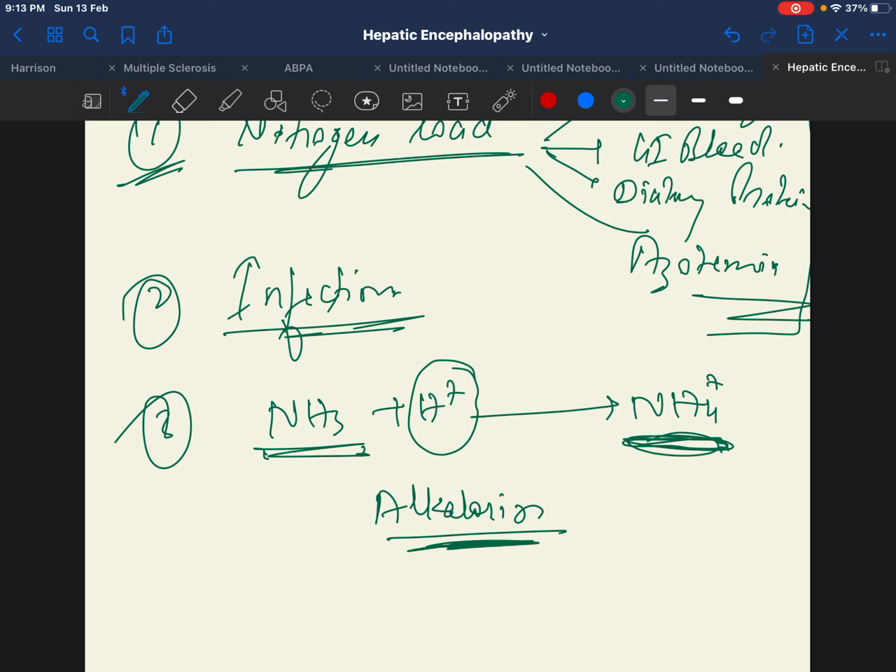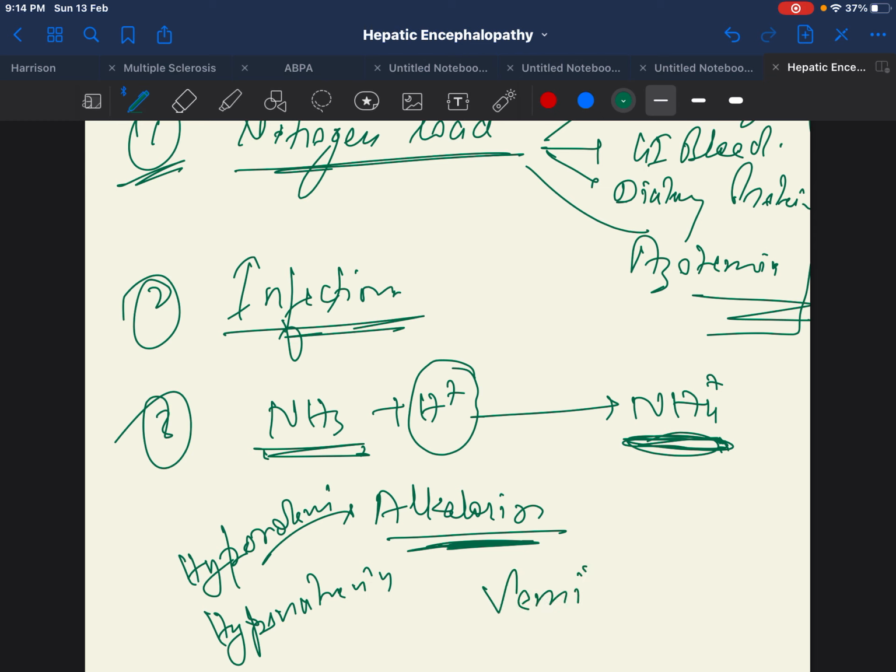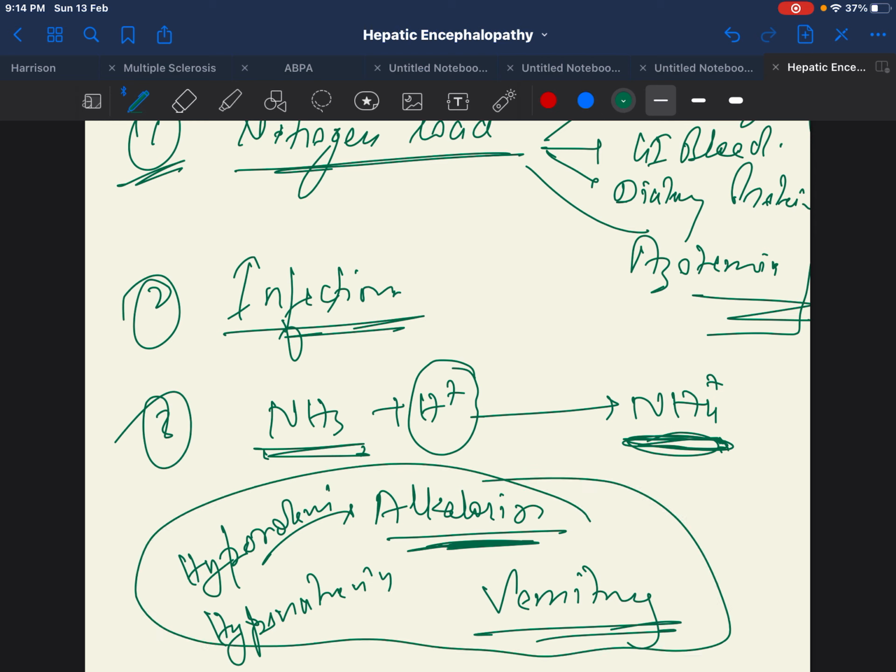So alkalosis and the conditions which cause alkalosis, like hypovolemia, hyponatremia, and vomiting, are important. Because with vomiting, hyponatremia and hypovolemia will occur, the RAS system will activate, and again this will lead to alkalosis. So all these conditions, hypovolemia, hyponatremia, vomiting, alkalosis, will lead to more ammonia production.